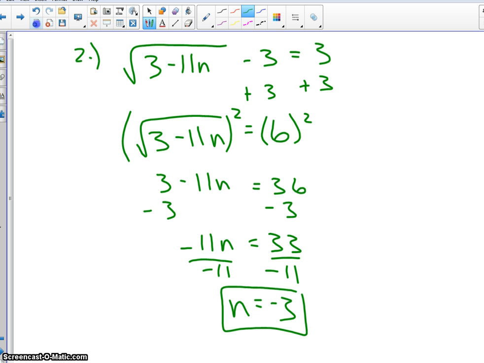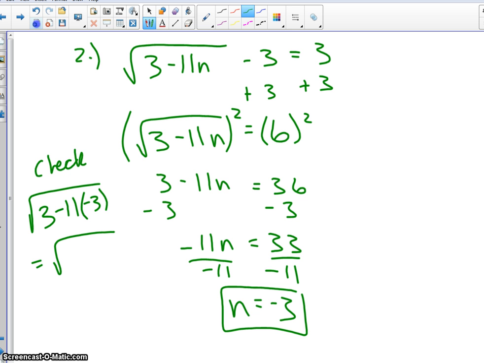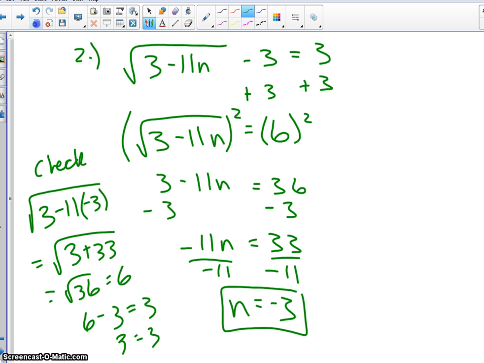But so again, check it. Here's our check. We're going to take the square root of 3 minus 11 times negative 3. So what you end up with is the square root of 3 plus 33, which equals the square root of 36, which is 6. And then, if you look back, the equation is 6 minus 3 equal to 3, and yes, that checks out. 3 equals 3. So we had this minus 3 over here, we had to subtract from the 6.